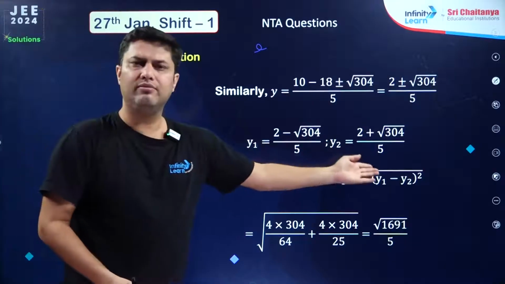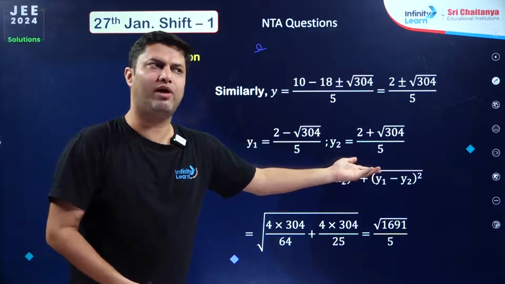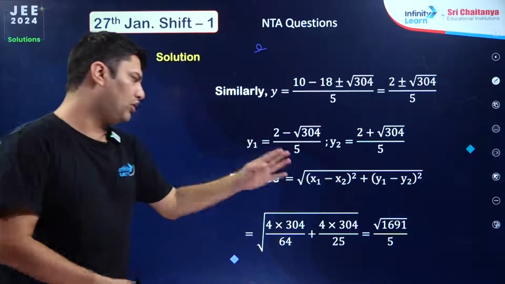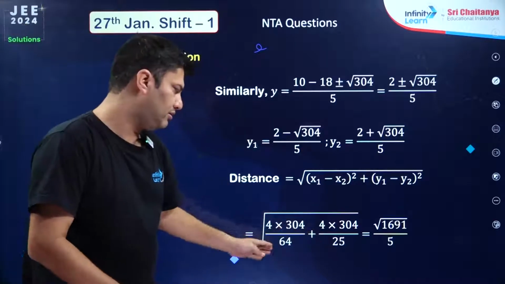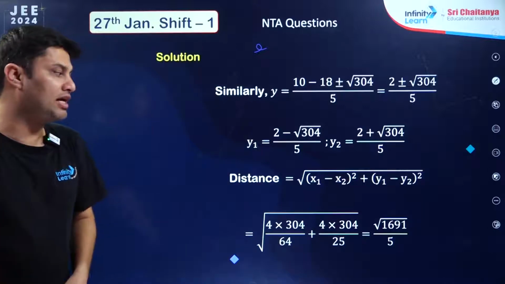Same thing. So you don't need to find the roots. In fact, find y1 minus y2 square, and under root of 304 by 25, and please solve. Root 1691 upon 5 is the answer.